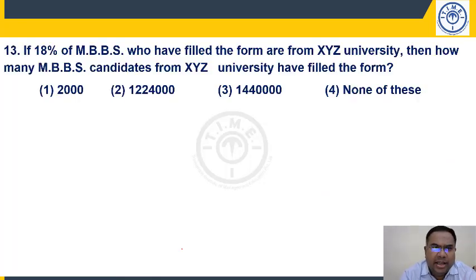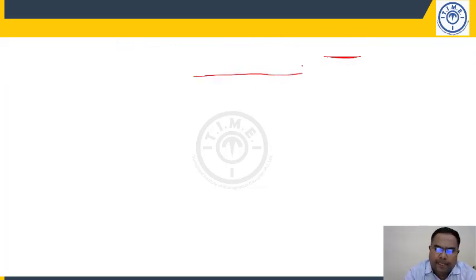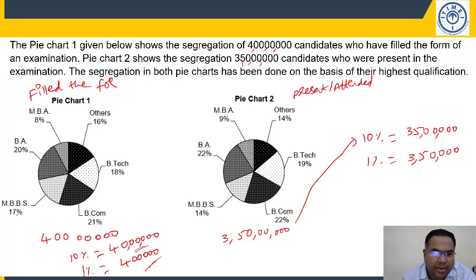Question number 1. 18% of MBBS who have filled the form are from XYZ University. How many MBBS candidates from XYZ University have filled the form? MBBS have filled the form. How many are from XYZ University? MBBS is how much percent? 17%, right? So 17 into 1%. 1% value is how much? 4 lakhs. Out of this, how many are from XYZ University?